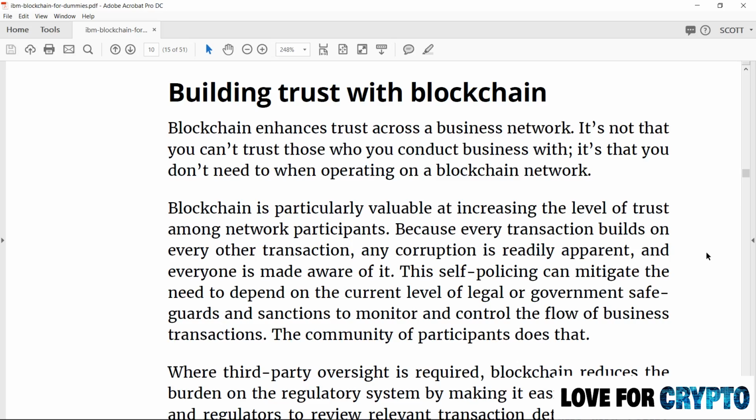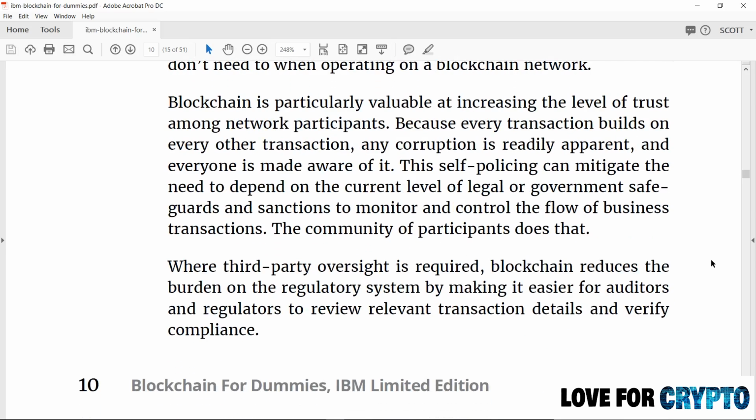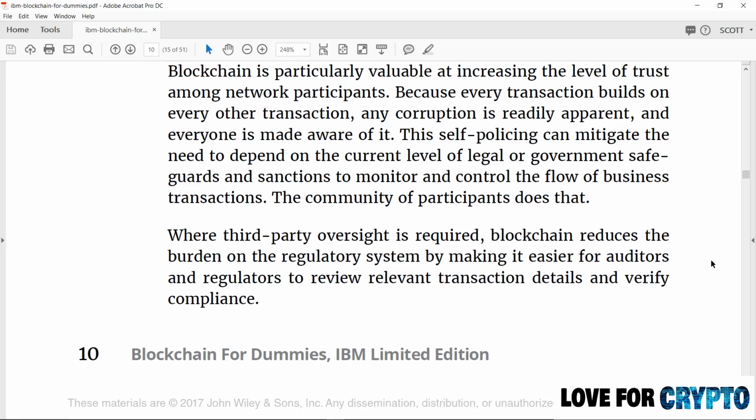This self-policing can mitigate the need to depend on current level of legal or government safeguards and sanctions to monitor and control the flow of business transactions. The community of participants does that on blockchain. Where third-party oversight is required, blockchain reduces the burden on the regulatory system by making it easier for auditors and regulators to review relevant transaction details and verify the compliance.